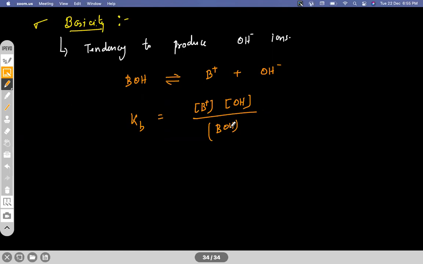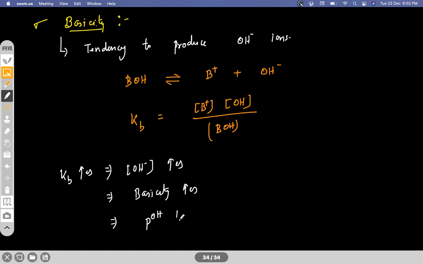Okay. Now, KB is the same thing for base. Dissociation constant for base or ionization constant for base. Again, we can write down the same relation here. If KB increases, forward reaction again, concentration of OH minus will increase. When concentration of OH minus increases, basicity increases, but POH decreases. So overall, what we can write?